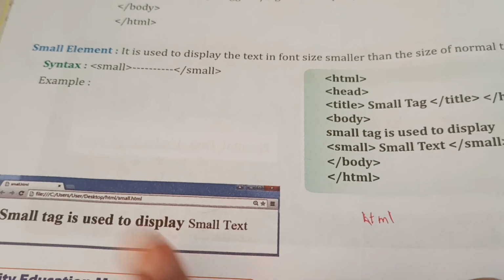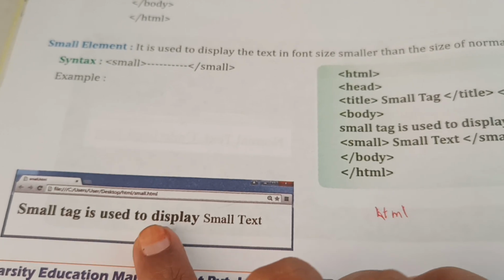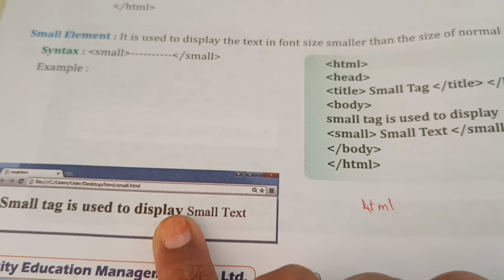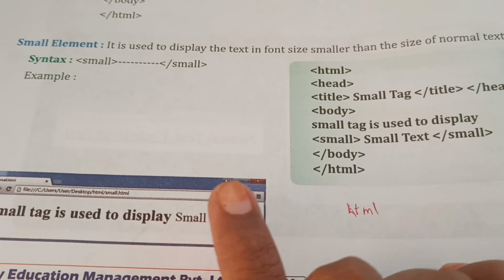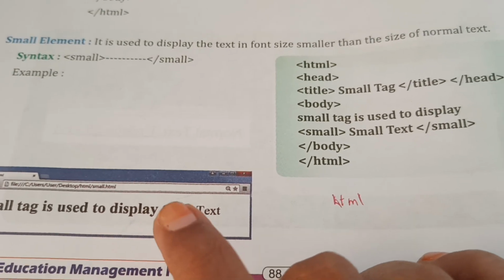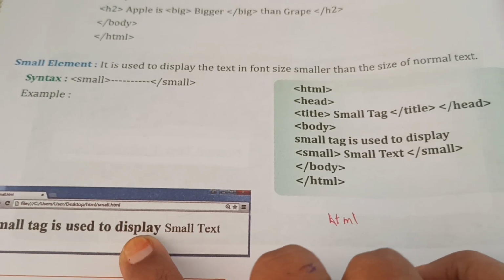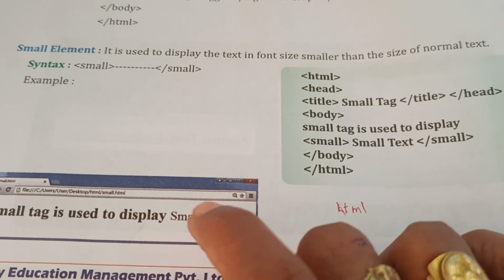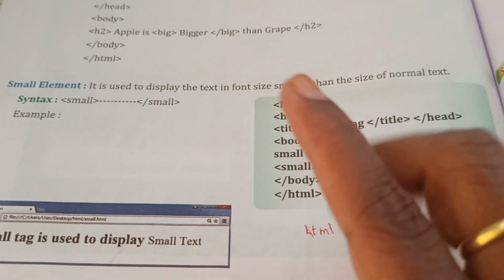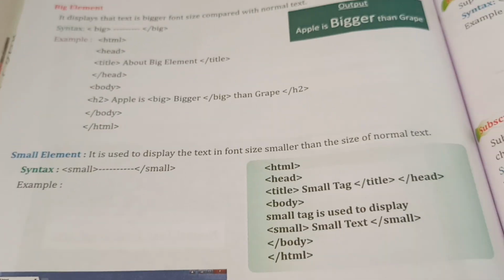Okay, in this output, the small tag is used to display the definition. What is that? Small text. The small text word is displayed very small compared to the normal text, very small size of normal text. Okay, now we saw that practically.